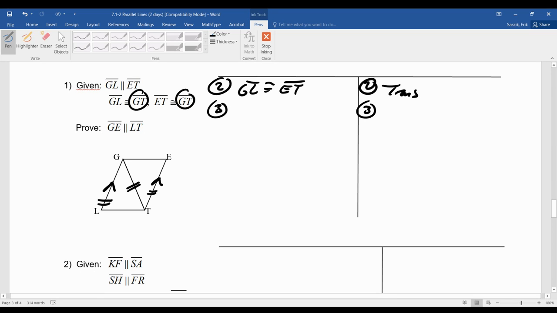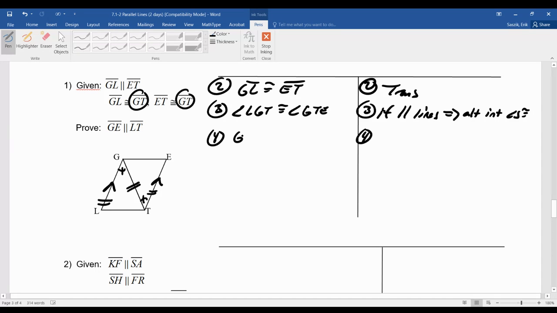I'm probably going to do something with triangles. I can see, hey, if these are parallel, I can get this angle here congruent to that angle there, right? Angle LGT is congruent to angle GTE, and that's something new, right? If parallel lines, alternate interior angles congruent. Okay. We got GT congruent to GT, reflexive.